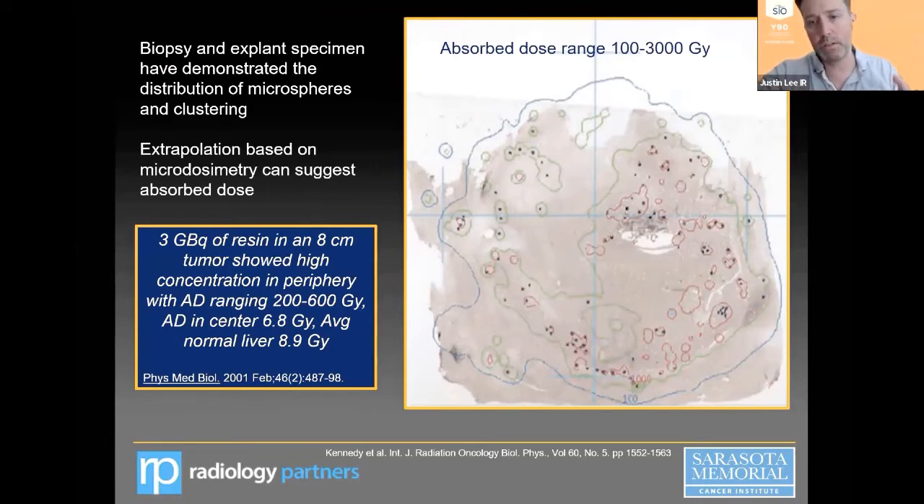And really, we can look back into the early 2000s to see explant specimens from Andrew Kennedy, as well as this paper in 2001 that looked at patients who had their tumors either resected or biopsied after treatment. And they found that basically the beads would cluster into these areas. And in these areas, if you drew isodose lines, and these were estimations at the time, you could see very high doses if you were close to the beads. And the farther you got away, you had very low doses.